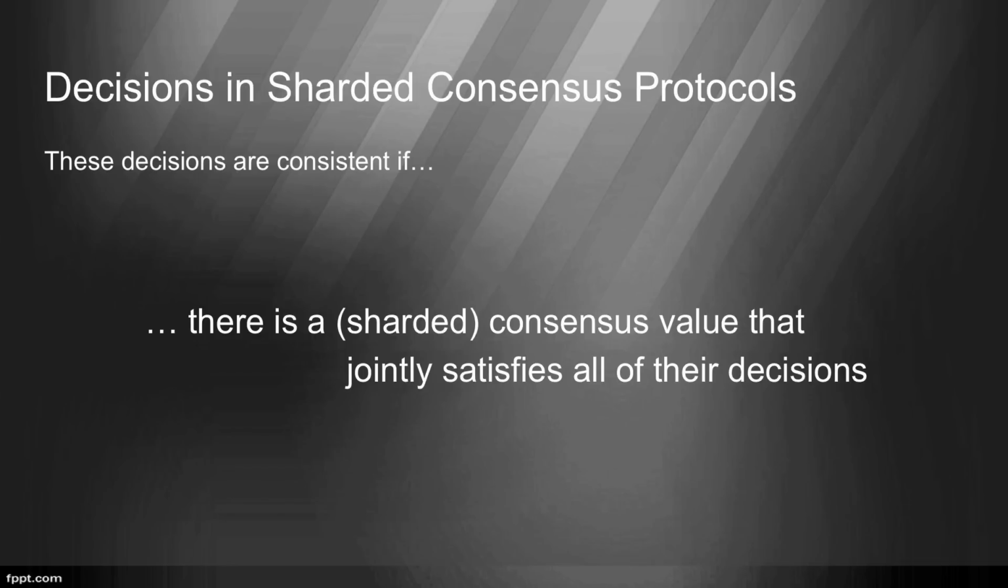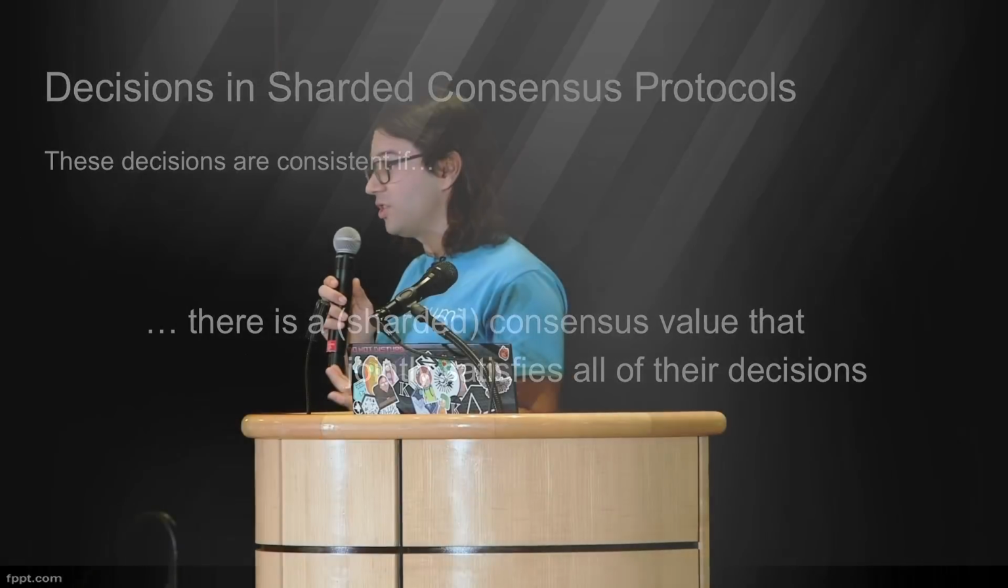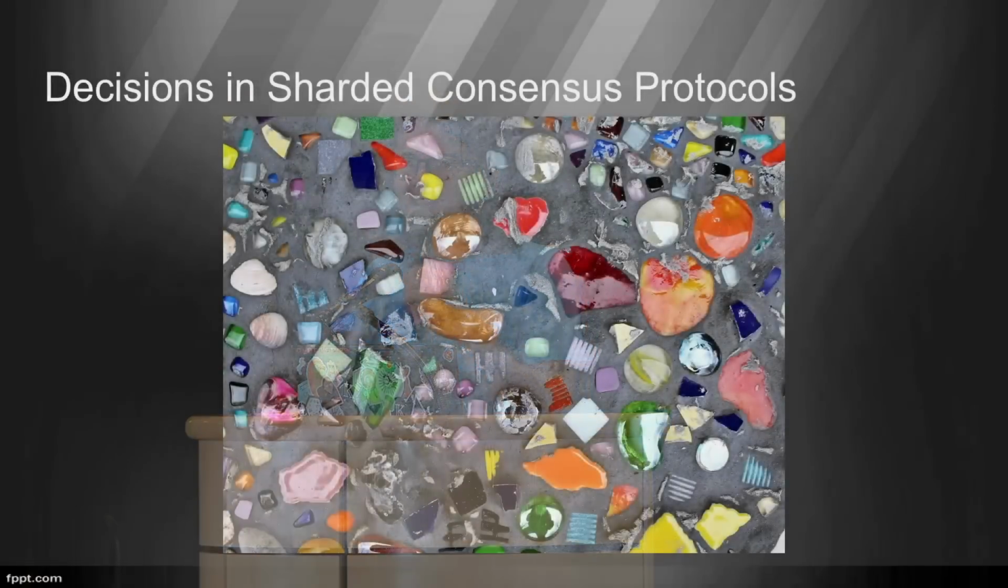And somehow we have to have a notion of consistency of decisions, and it's the same one as before. We haven't changed it at all. Basically, these predicates are considered consistent if there's a value in the domain of consensus values that satisfies all of them. So if you decide that this sharded piece of the glass is a teacup, and I decide that this other piece is from a wine glass, those are inconsistent decisions because there's no liquid holder thing that satisfies both.